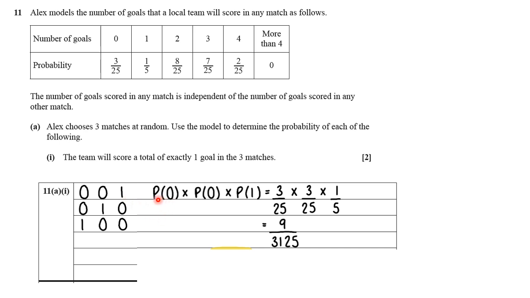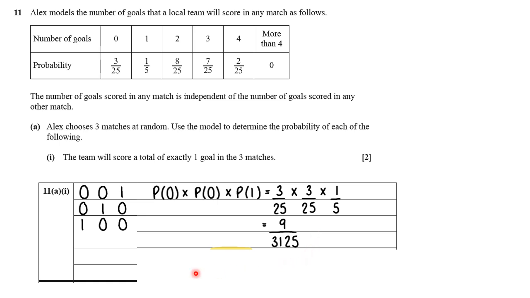The probability that we score 0 is 3 out of 25, and we've got to multiply this by the probability we get another 0, which is 3 out of 25, and then multiply it by the probability we get a 1, which is 1 out of 25. So multiplying those 3 together gives us an answer of 9 out of 3,125.